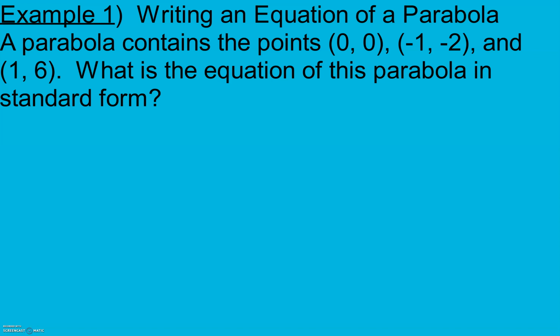Example 1 is writing an equation of a parabola. A parabola contains the points (0, 0), (-1, -2), and (1, 6). What is the equation of this parabola in standard form? Again, remember here we need non-collinear points, which means they can't be in a straight line. If they're in a straight line, we can connect them with a line, they're linear. Any 3 points that aren't in a straight line, though, we can connect with a parabola. So that's what we're looking for here.